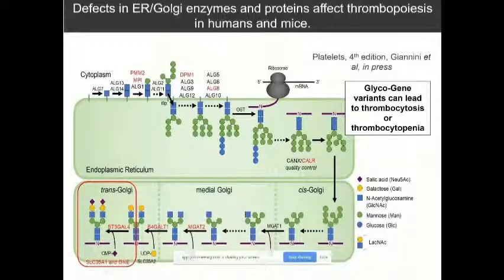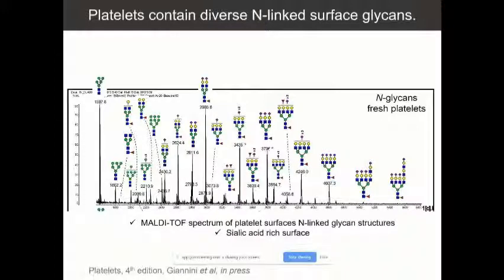So all these enzymes, these glycogene variants, which have been identified, either lead to thrombocytosis or thrombocytopenia. So there's a huge role for these enzymes to be involved in thrombopoiesis. This is essentially depicting a mass spectrometry of platelet surface glycans. The glycans were released, and these are N-glycans analyzed by MALDI-TOF.